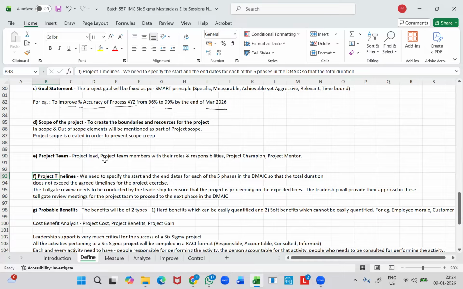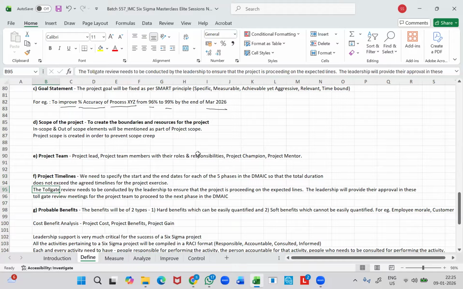So that the total duration of the project is well within the agreed timeline. As I told you on the first day, the duration given for a green belt project is 4 months, maximum 4 months. Within that, we need to show the result. For a black belt project, where the scope is going to be somewhat wider, you'll be given 6 months to accomplish, right? So when we specify the project timelines for each and every phase in the DMAIC approach, we need to ensure that it doesn't exceed the agreed timeline given for the project exercise.